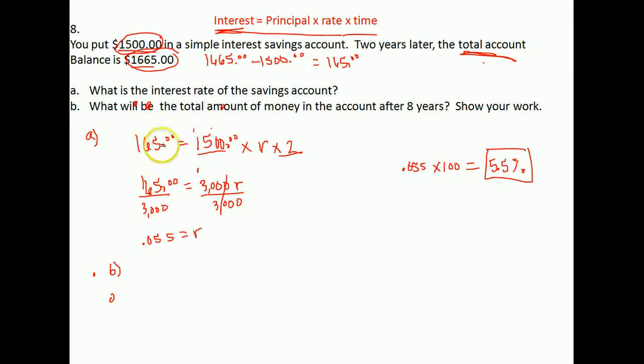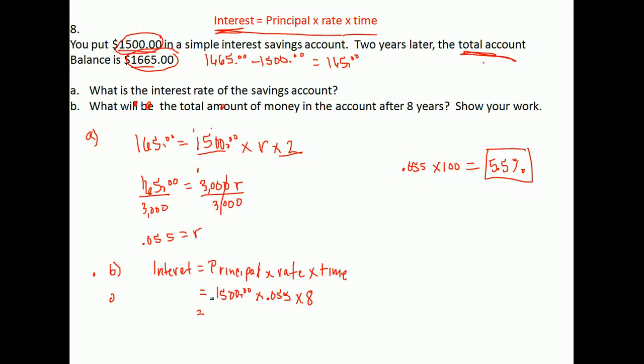For part B, it said, what will be the total amount of money in the account after 8 years? So now they want us to go back and say, now that we know what our rate is, instead of having it in for 2 years, put it in for 8 years, and how much money will you have total? So we use our formula, the interest, wow, I spelled that wrong, equals principal times rate times time. Our principal, again, we're still starting with $1,500. Our rate is 0.055. We change it back from percent into decimal so we can use it in the formula. Times the amount of time, and they wanted it for 8 years.